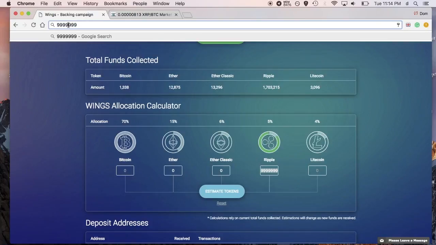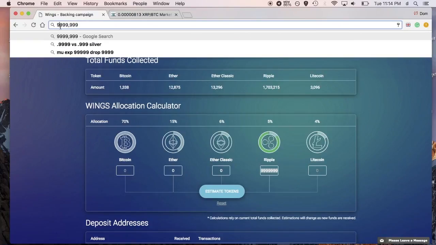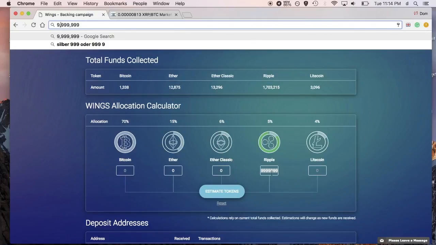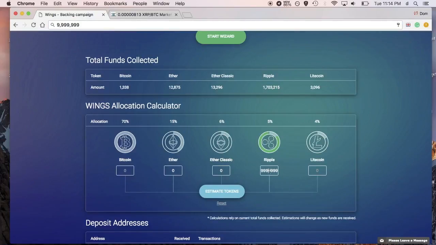It appears that Ripple is underfunded by about, it looks like, 10 million ripples. Yes, so about 10 million. So you go back here, 9.5. Yep. So about 10 million ripples are underfunded relative to Bitcoin.